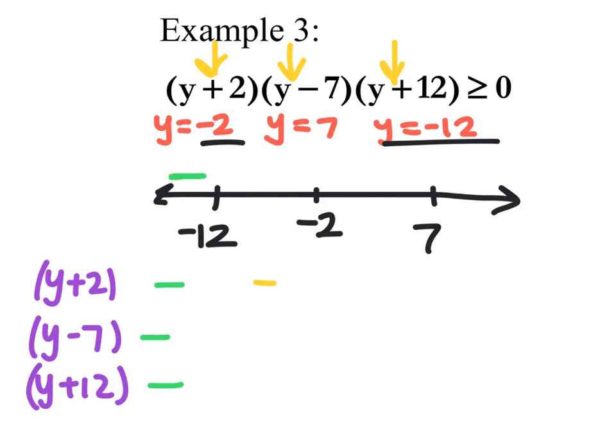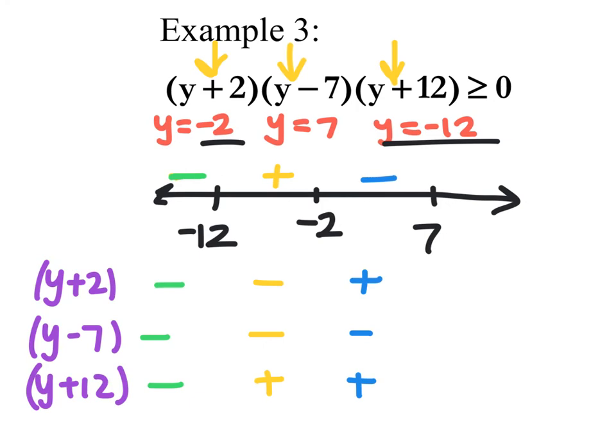Negative 5 plus 2, negative. Negative 5 minus 7, negative. Negative 5 plus 12 is positive. Now multiply. Negative times negative is positive times positive is positive. Cool. Next one. We have to pick a number here. My favorite number, 0. So 0 plus 2, positive. 0 minus 7, negative. 0 plus 12, positive. Positive times negative is negative times positive is negative.